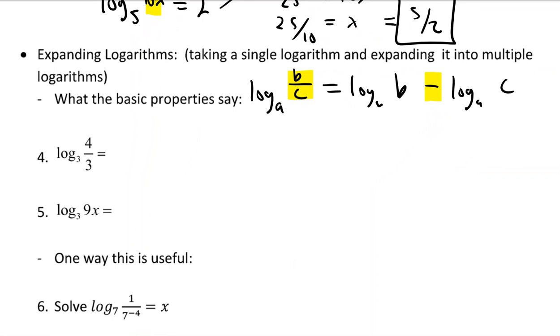Okay, so if we do this on question 4, we're going to get multiple logarithms. This is log base 3. When you expand it, they stay log base 3. They don't just magically change to something else. The numerator goes first, the denominator goes second, and if it was division inside, then when you expand it, it'd subtract.